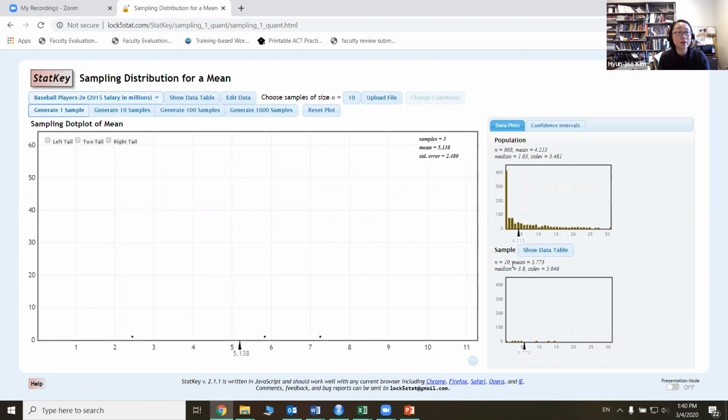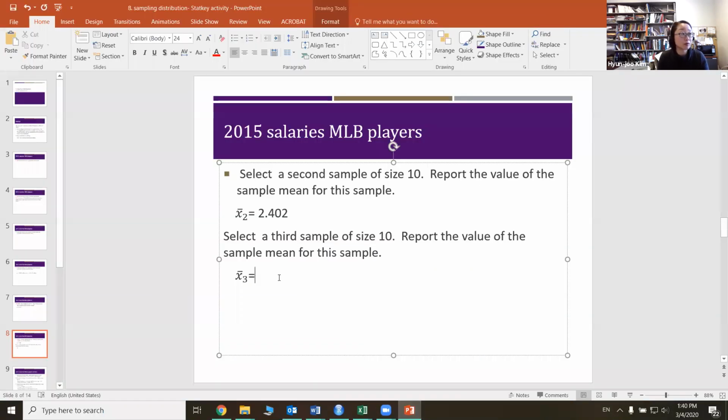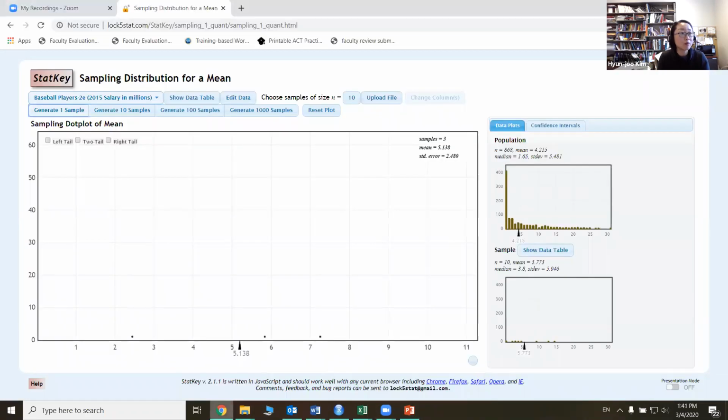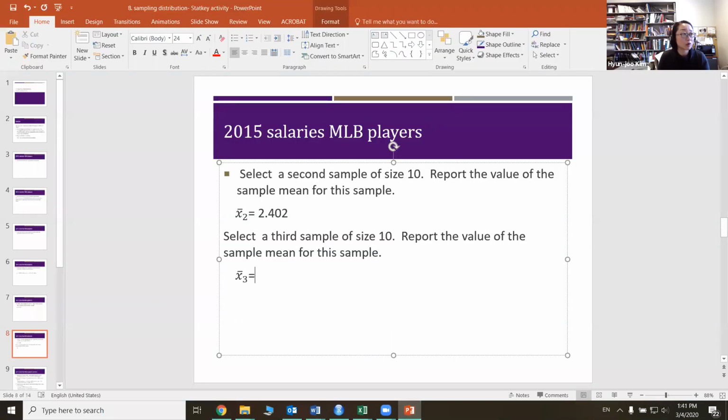Another one, I'll do another sample of size 10, and then my mean was 5.773. Again, there's a new point here, and then they calculate the mean of these three means, which happens to be 5.138. So my third mean was 5.773.